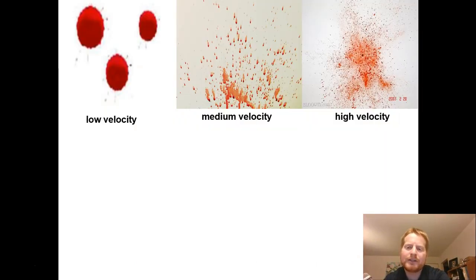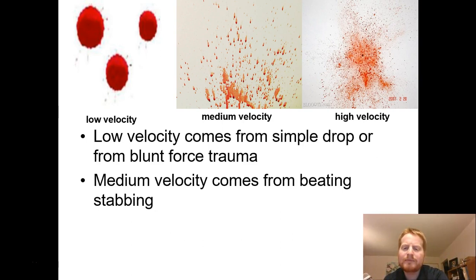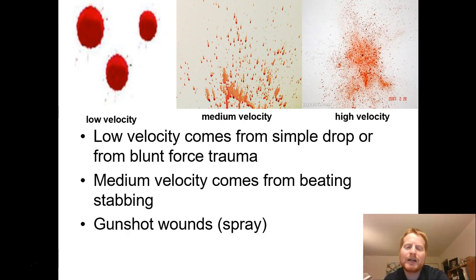So in general, here are our examples of low, medium, and high velocity. We would have low velocity blood from maybe a simple drop, or typically from blunt force trauma, so maybe somebody struck with a baseball bat. Medium velocity comes from more violent beating or stabbing, essentially. So the cast off from the stabbing we could see, which we'll talk about in a little bit. And then gunshot wounds are more likely to give us the high velocity, actually. So that's when you see more of a spray.